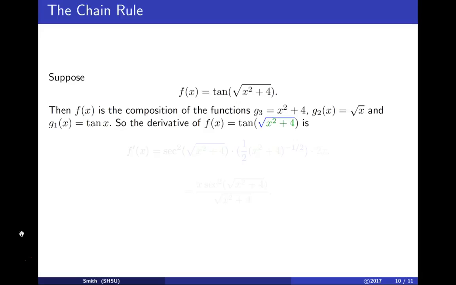We have chained these together. The derivative of the tangent is secant squared. The derivative of the square root function is 1/2 something to the minus 1/2. The derivative of x squared plus 4 is 2x. And then a little algebra cleans it up.